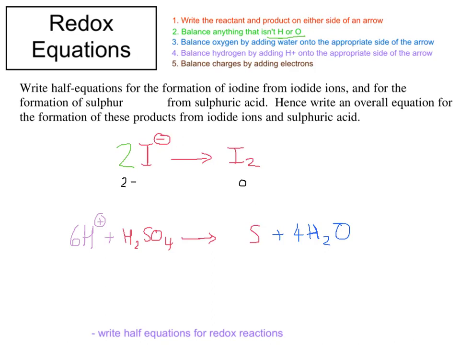So we've got to add 2 electrons onto the right-hand side in order to balance the charges. And now you can see there's also a 2 minus charge on this side. So those charges balance: 2 minus on that side and 2 minus on this side.